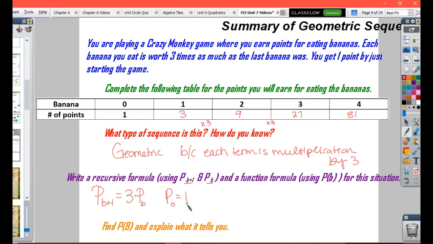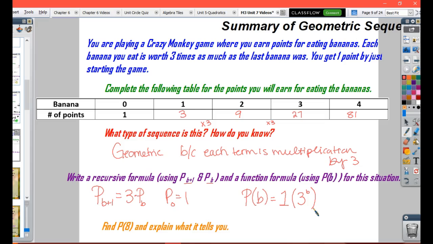For our function formula, this is the one where we want our table to work. If we plug in 1, we want to get 3. My best recommendation is that if you try a formula, you make sure that if you plug in 1, you get 3, and you plug in 2, you get 9. So let's try. We want p of b to be equal to... Now remember, this is growing really quickly, and you may have discussed that it's an exponential relationship. It's not a steady linear growth like arithmetic was. So we're going to have our beginning number, 1, times our rate of multiplying each time, to the b.